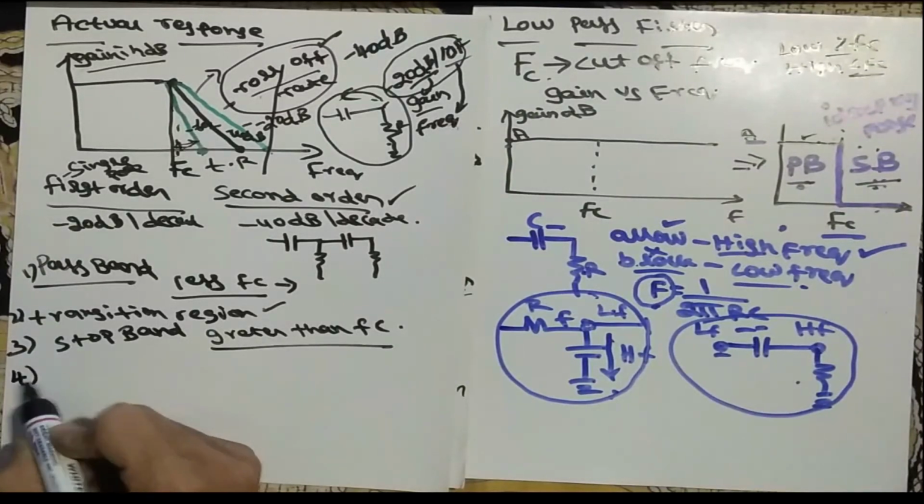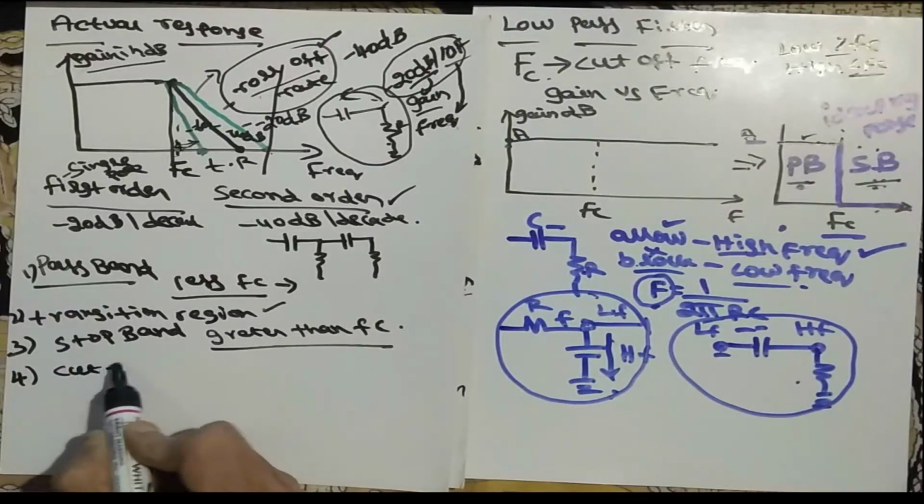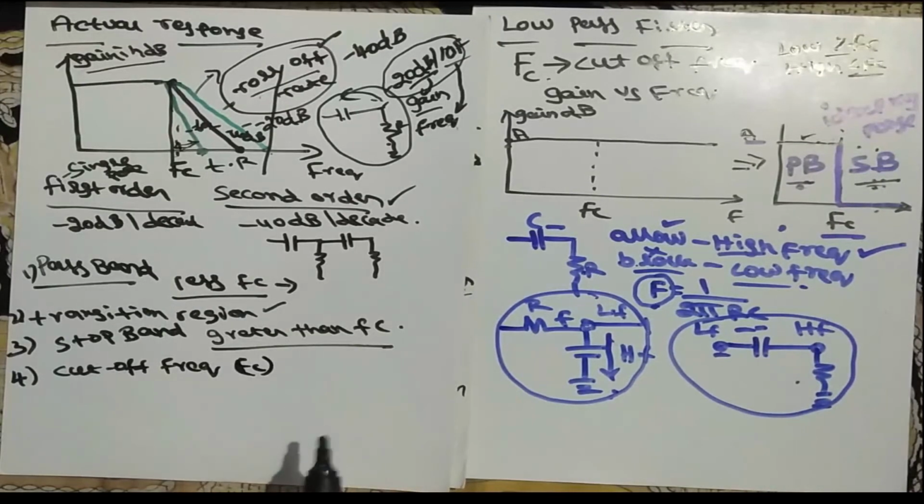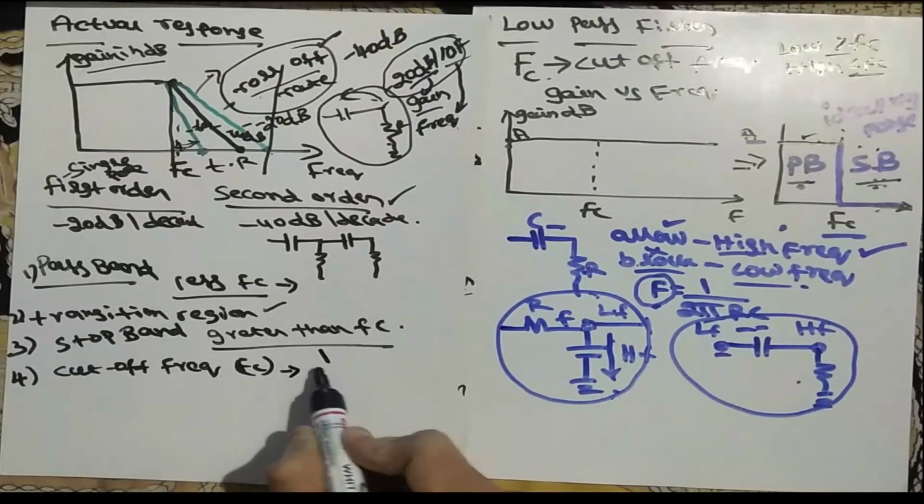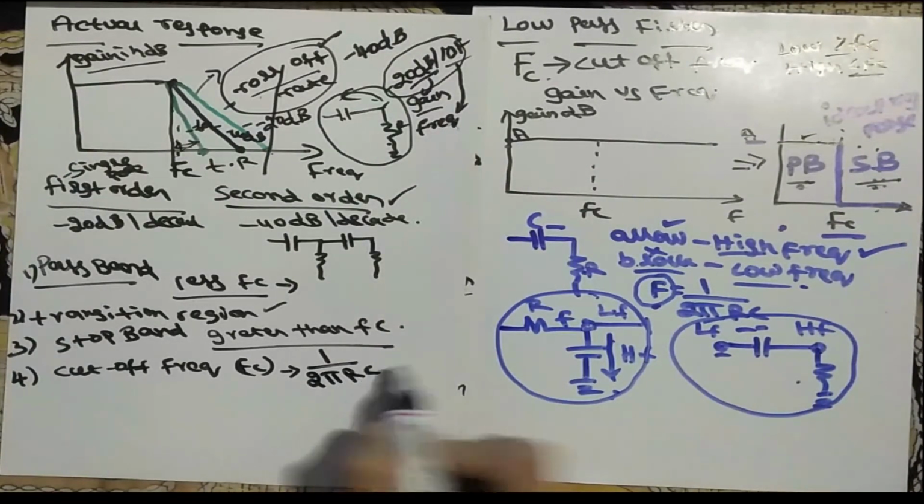And the fourth one is the cutoff frequency. It is also called the critical frequency, and usually we call the cutoff frequency Fc. It defines the end of the pass band. The critical frequency Fc defines the isolation between the pass band and the stop band. It usually depends on the resistor and capacitor. So the formula for Fc is 1 divided by 2 pi RC.